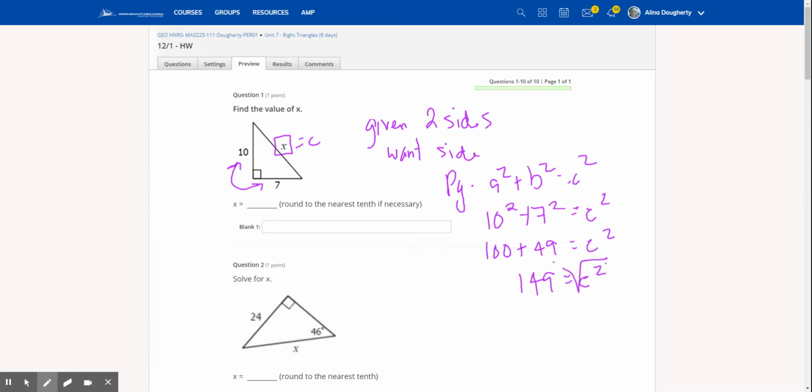You've got to make sure you take that square root at the end. And I'm just pulling out my calculator because I have a handheld one. If you have Desmos, then that's what you want to be doing, or your phone. So, 12.2 rounded to the nearest tenth.